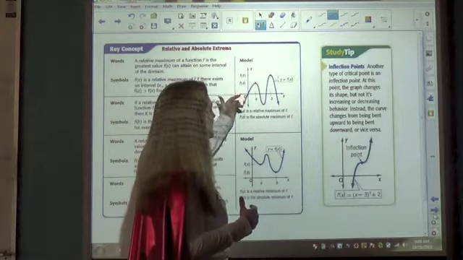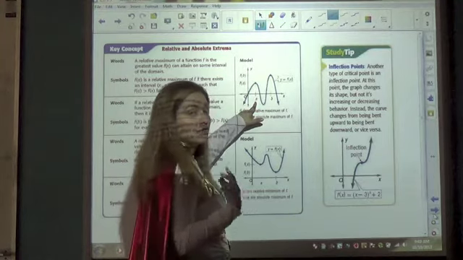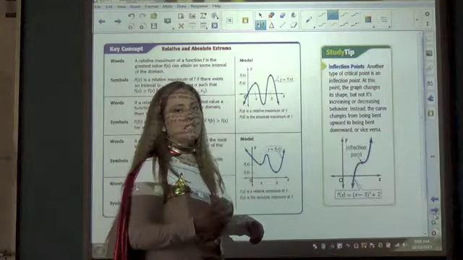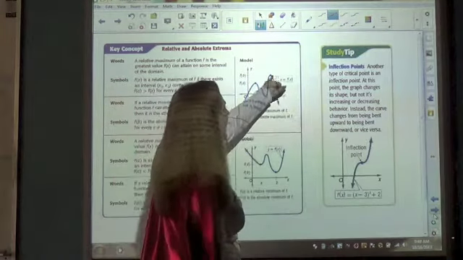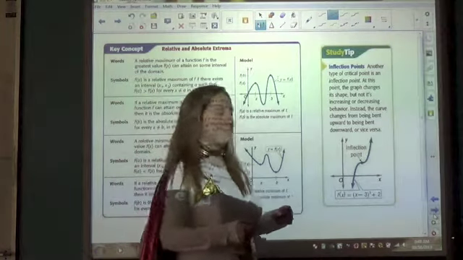This is your critical point because it's increasing here and it's decreasing here. So f of a is your relative max. Now, I have another maximum. Now that maximum is higher, so if that's the highest point in the entire graph, that is your absolute maximum.